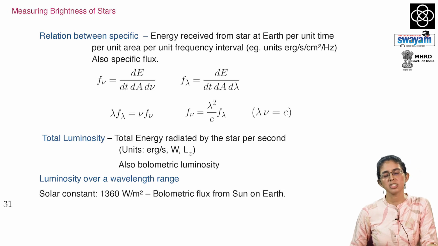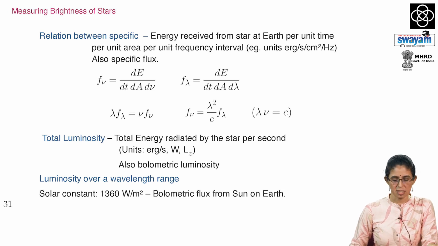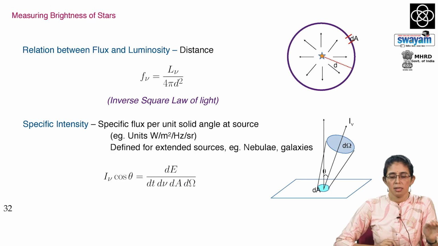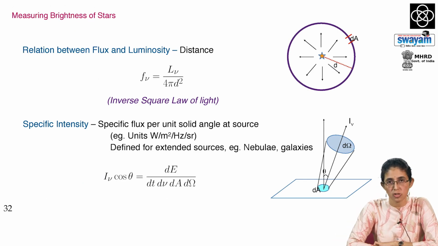Now, how is the luminosity related to the flux density? As one can see, the flux density corresponds to the energy per unit area per unit time, whereas the luminosity corresponds to the total energy per unit time. Therefore, the flux density is given by luminosity per unit area.